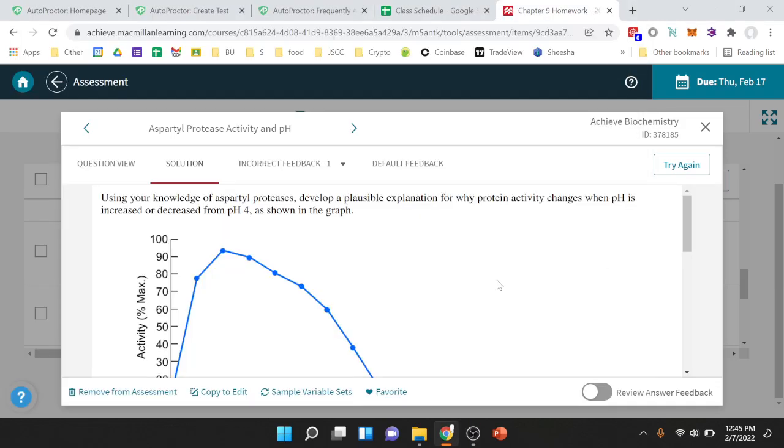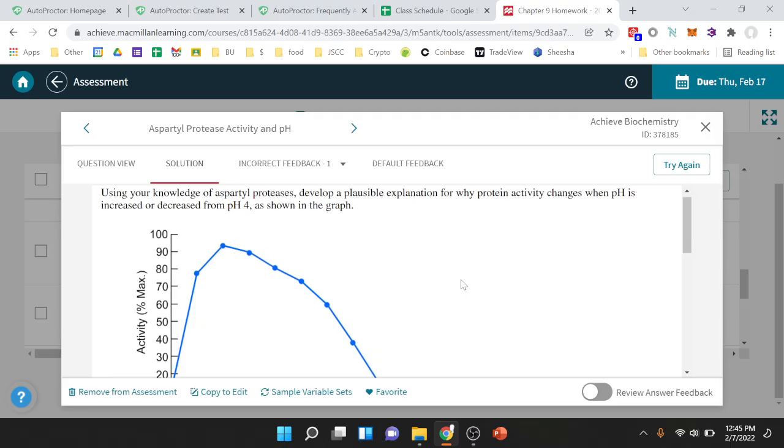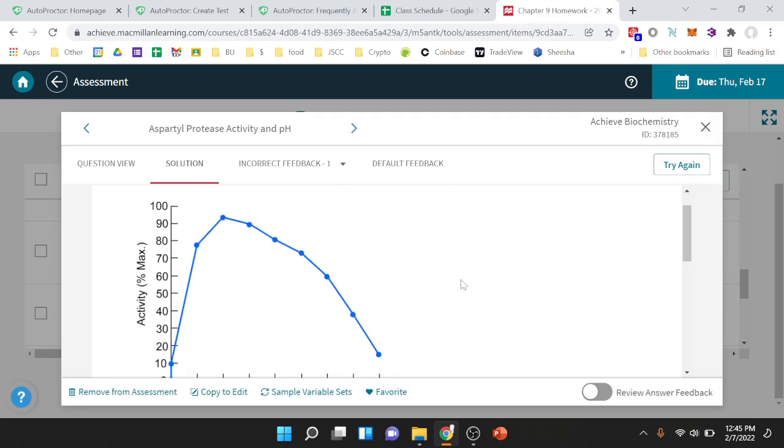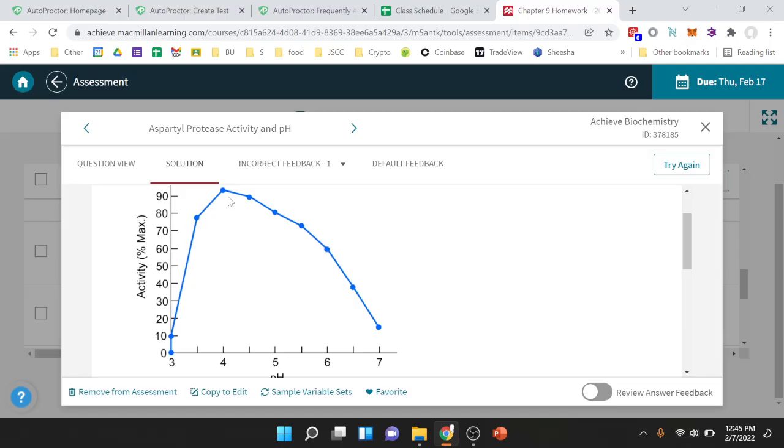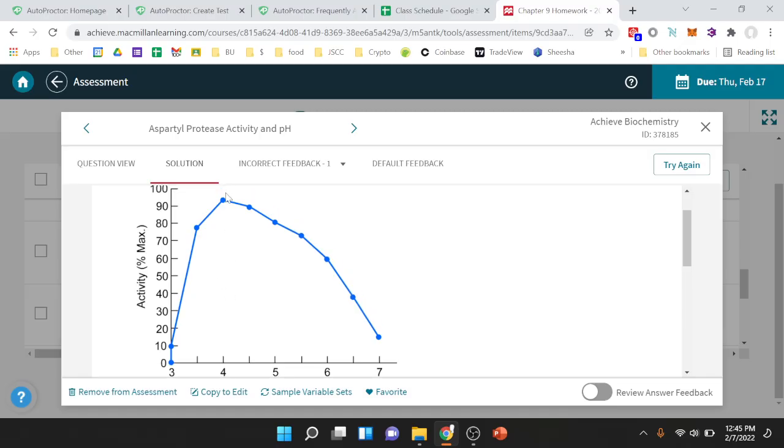Okay, so using your knowledge of aspartyl proteases, develop a plausible explanation for why protein activity changes when pH is increased or decreased from pH 4 as shown in the graph. Okay, so right here we have activity, right? And you notice that at pH 4 it works quite well. It has good activity. But when we get too much below pH 4, it drops off. Well, it doesn't drop off that much at 3.5, but by 3, it's completely dropped off, right? And then it slowly drops off from pH 4 up to pH 7, right?